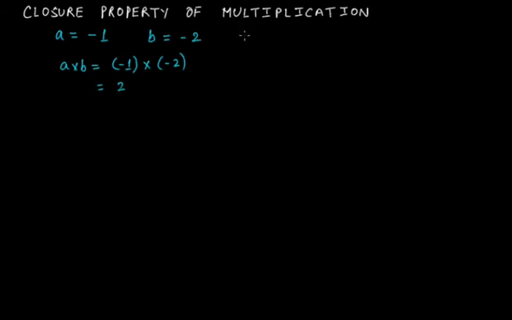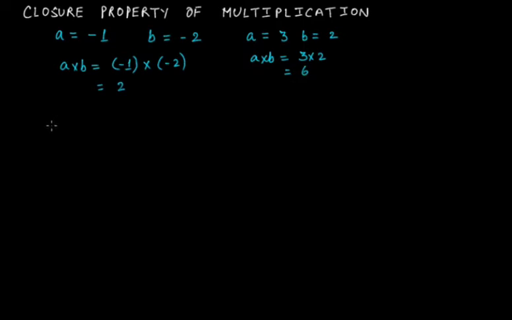Let's take one more example. Here we took two negatives, now it's time to take two positives. Say a is 3 and b is 2. So a times b will be 3 times 2. This will give you 6. Okay. Is 6 an integer? Of course 6 is an integer.